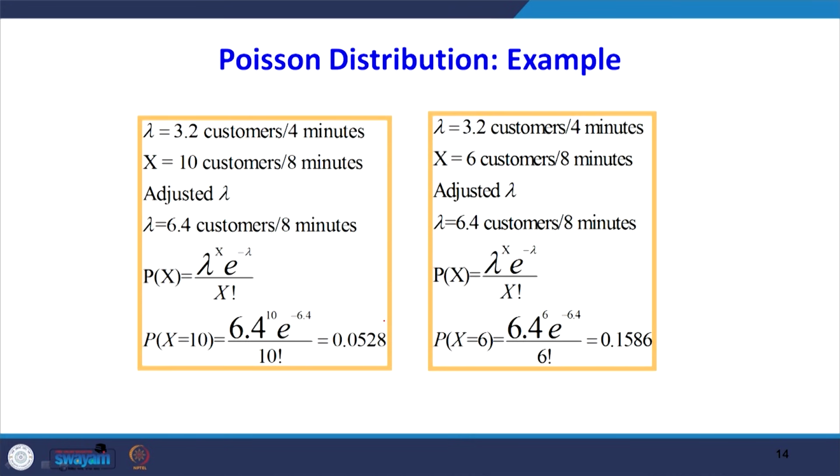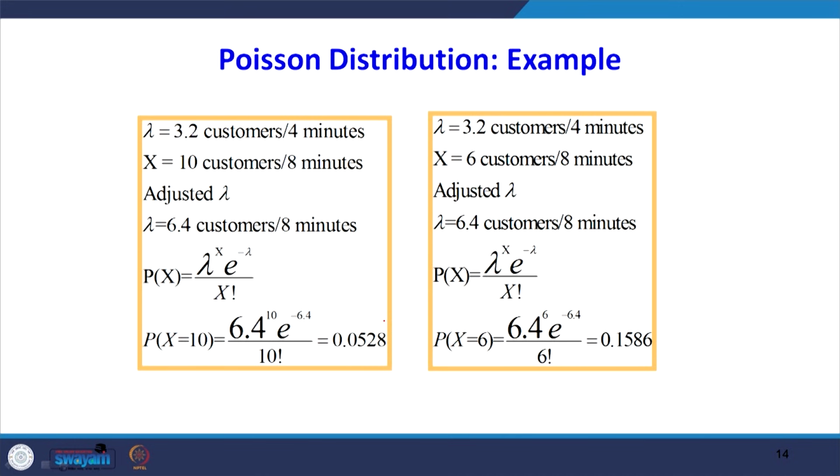Another caution while using the Poisson distribution is that the units of lambda and x should be the same. For example, lambda equal to 3.2 customers per 4 minutes, and we want the probability of having 10 customers in 8 minutes. So, you have to adjust lambda. How will you adjust? You multiply by 2, so it will be 6.4 per 8 minutes. Now the units of x and lambda are the same, then you can use the probability function p of x equal to lambda power x, e power minus lambda, divided by x factorial. When you substitute x equal to 10, we get 0.025.